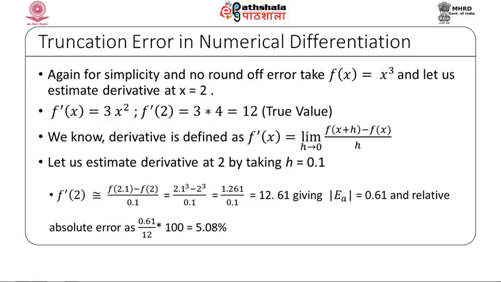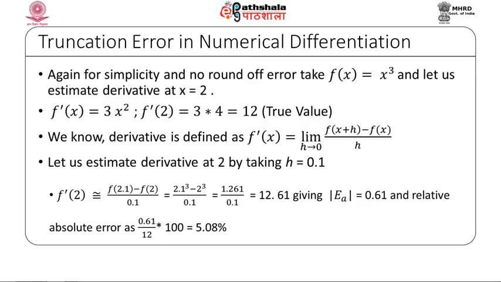Last example for truncation error, let us take the case of numerical differentiation. What is the derivative of a function? Derivative of a function at the point a, f dash a, is given by limit h tends to 0, f of x plus h minus f of x by h. So, here again we are taking the difference of the function value at x plus h and f x, but now this argument h has to be as small as possible. Under limit h tends to 0, it gives us the derivative.